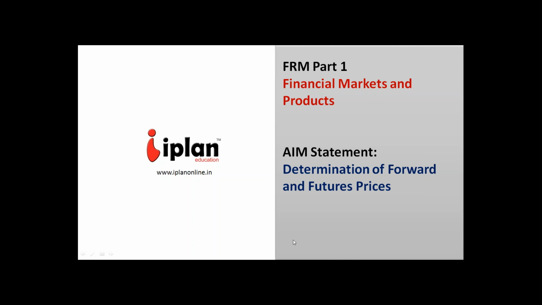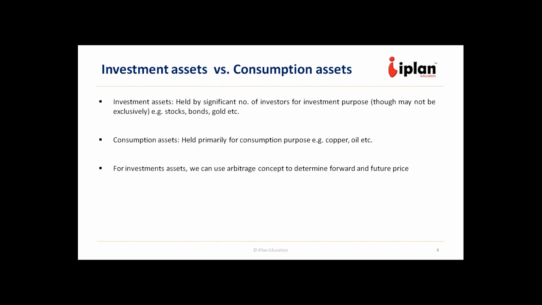So how futures contract prices are determined, we will understand in this topic. Broadly, there are two kinds of assets: investment assets and consumption assets. Shares, bonds, and indexes are investment assets, and consumption assets are like copper, nickel, iron ore, chana dal, tur dal, turmeric, spices, and so on. Gold comes under investment assets.